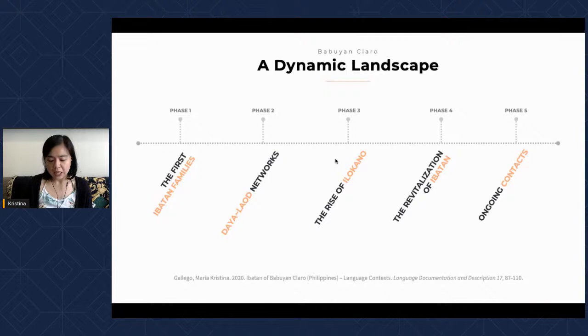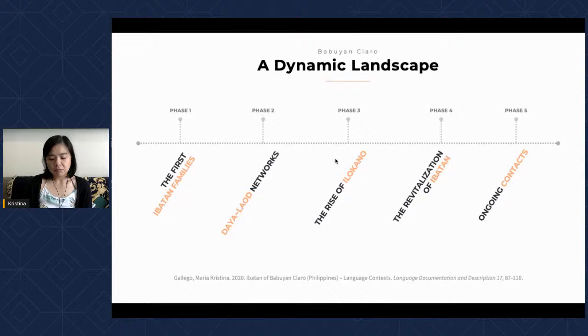The center of community activities has effectively been transferred to Daya as a result of all these changes. And Daya, as you remember, is the center of the Ibatan-speaking network. So the school, the Protestant church, the first store on the island, the rural health unit, the first water supply, as well as the barangay hall, these are all located in Daya, which is the center of Ibatan networks.